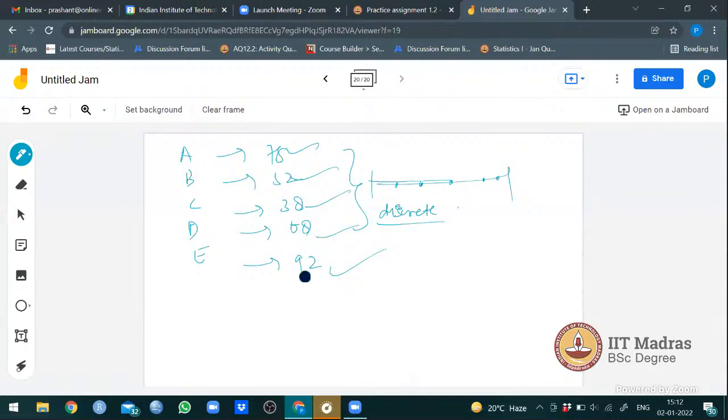Suppose someone has scored 92.5 marks. In that case, you can count. Yeah, I can still count. And you can plot it on the number line, suppose 92 is here and 92.5 is here. So it can take distinct values on the real number line. Right. But I have a question, sir, here.